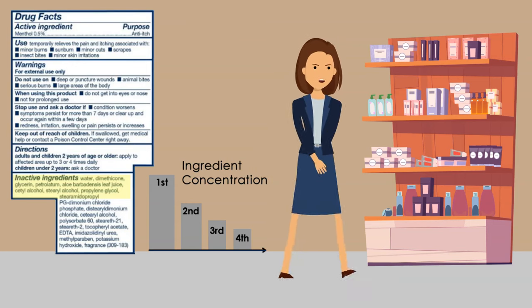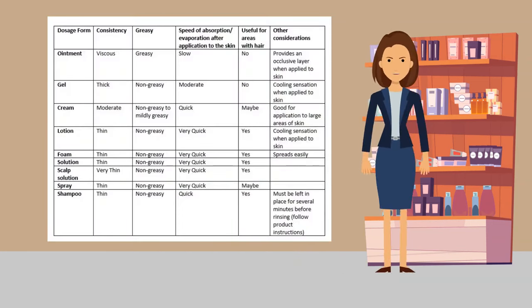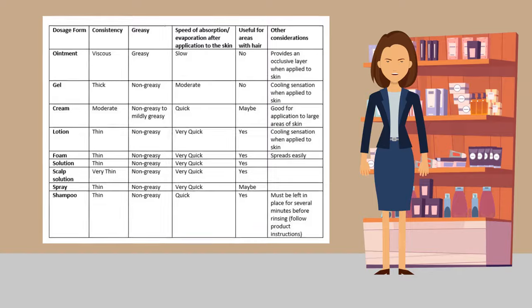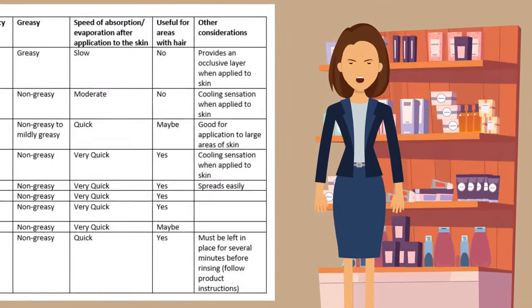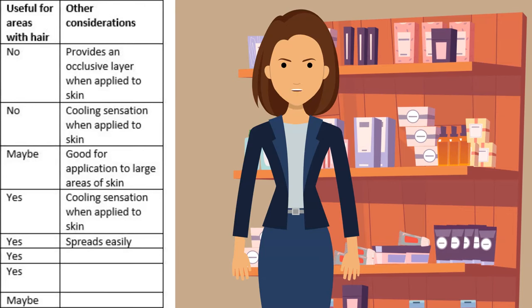The next thing to find on the product label is the dosage form. Some examples of different dosage forms include creams, ointments, sprays, foams, shampoos, gels, or lotions. These vary in consistency, greasiness, and speed of absorption. Some dosage forms are better for covering large areas of skin, while others are better for small areas or for areas with hair. For more information about the differences between these dosage forms, check out the table on our website.